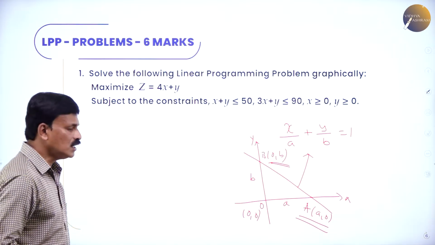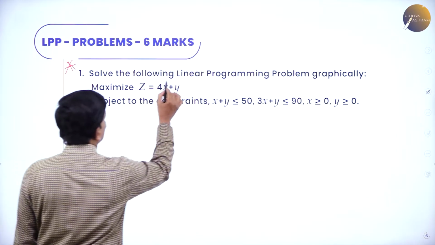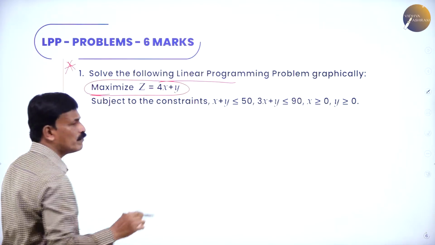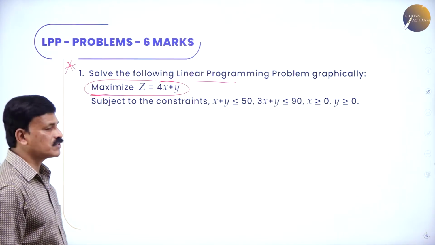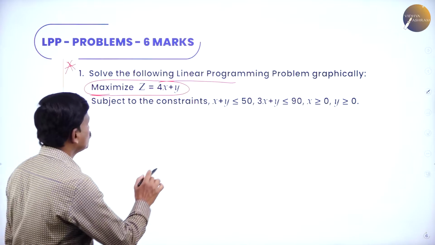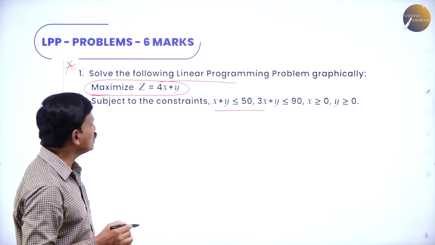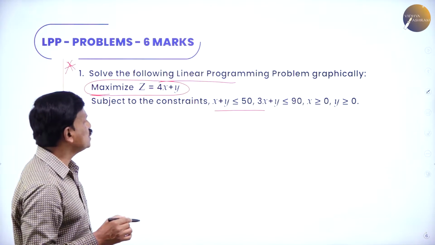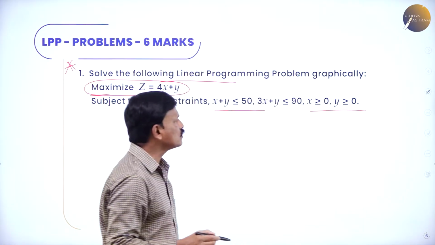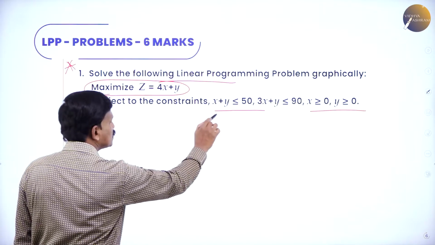Okay. Now let us come to the problem. What is the problem given? This is a very important problem. Solve the following linear programming problem graphically. The objective function is maximize z is equal to 4x plus y, so the objective function is to be maximized. Subject to the constraints. What are the constraints? x plus y is less than or equal to 50, 3x plus y is less than or equal to 90, and the non-negative restrictions, x is greater than or equal to 0 and y is greater than or equal to 0.